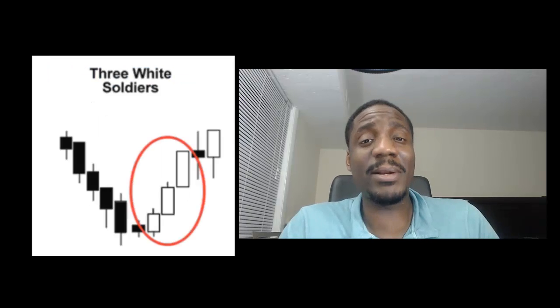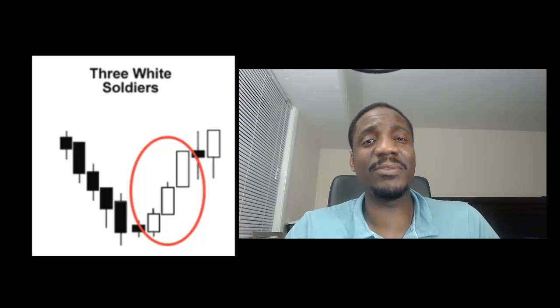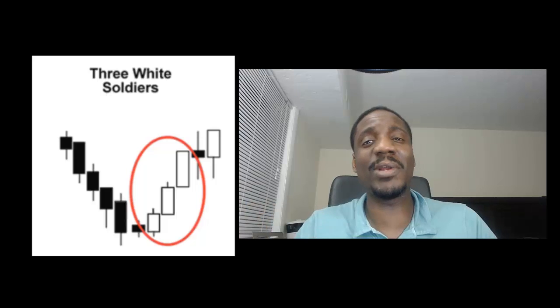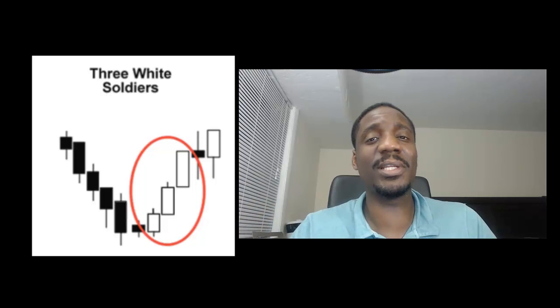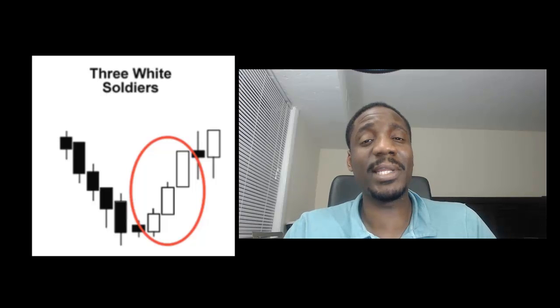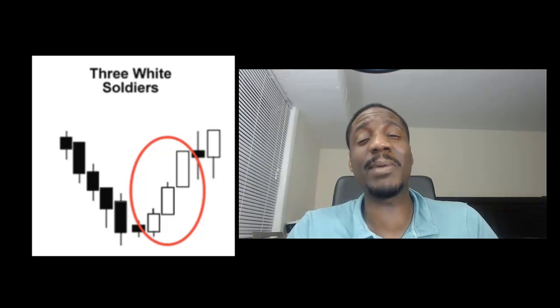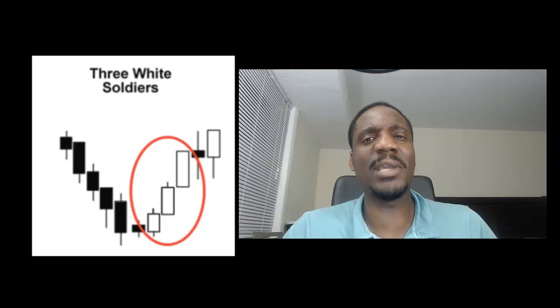Finally, the last pattern I want to show you today is known as 3 white soldiers. Essentially, after a downward trend, if you see 3 consecutive upward trending candlesticks, 3 consecutive bullish candlesticks, that is seen as the end of the downward trend and the beginning of a reversal. Quite frankly, for me, this is really the only candlestick pattern I look at. If I see this, I usually look at this as an indication that maybe I should get in.